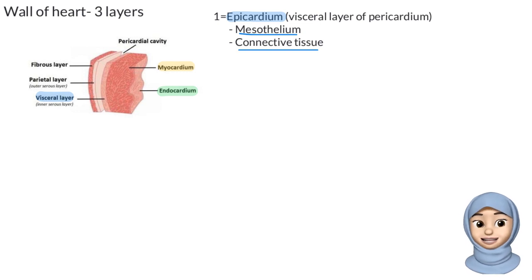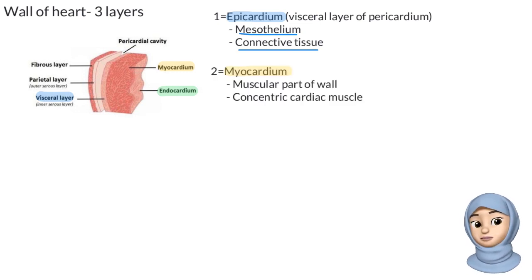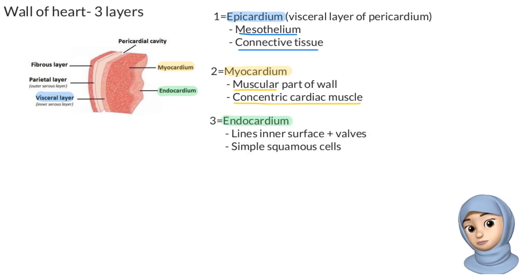The middle layer is called the myocardium. This forms the muscular part of the heart wall and is composed of concentric cardiac muscle. The inner layer of the heart is called the endocardium and lines the inner surface of the heart, including the valves. It is composed of simple squamous cells.